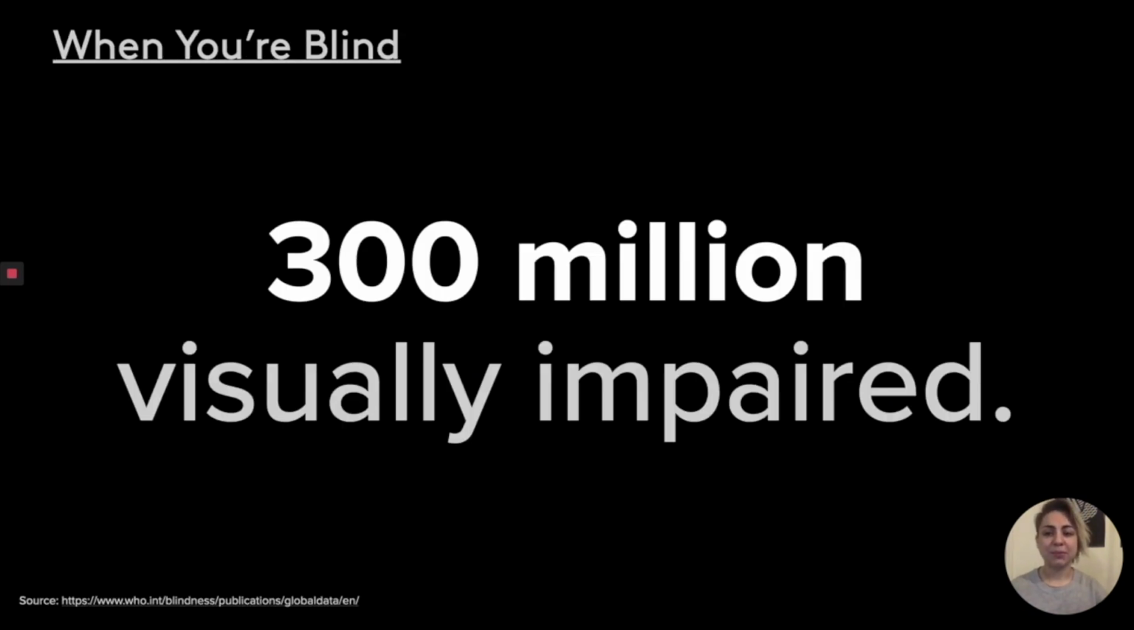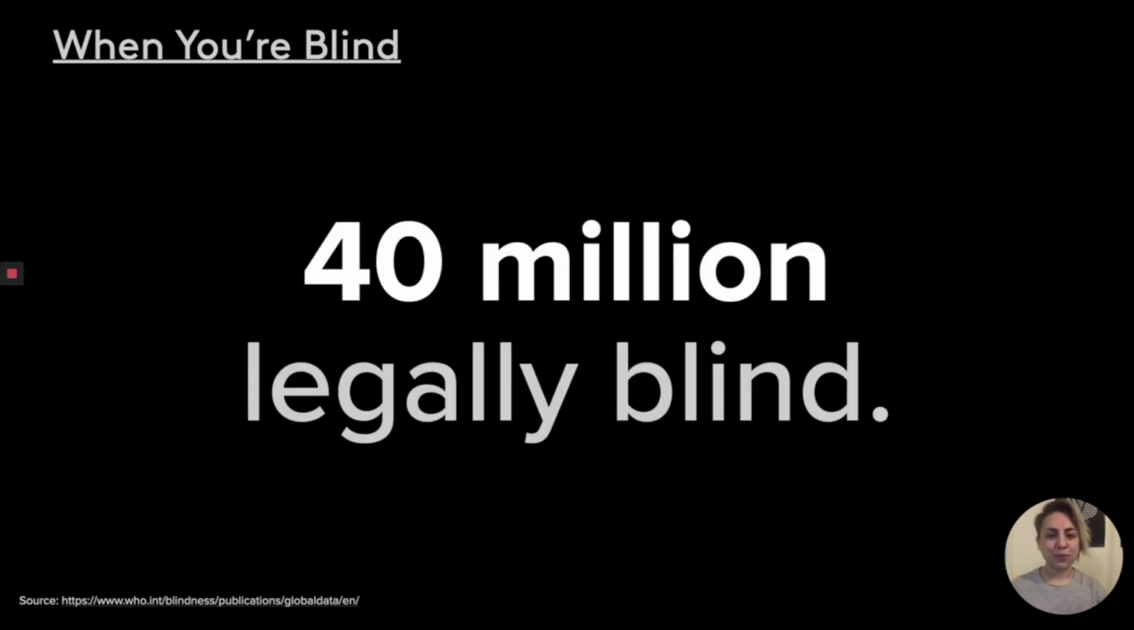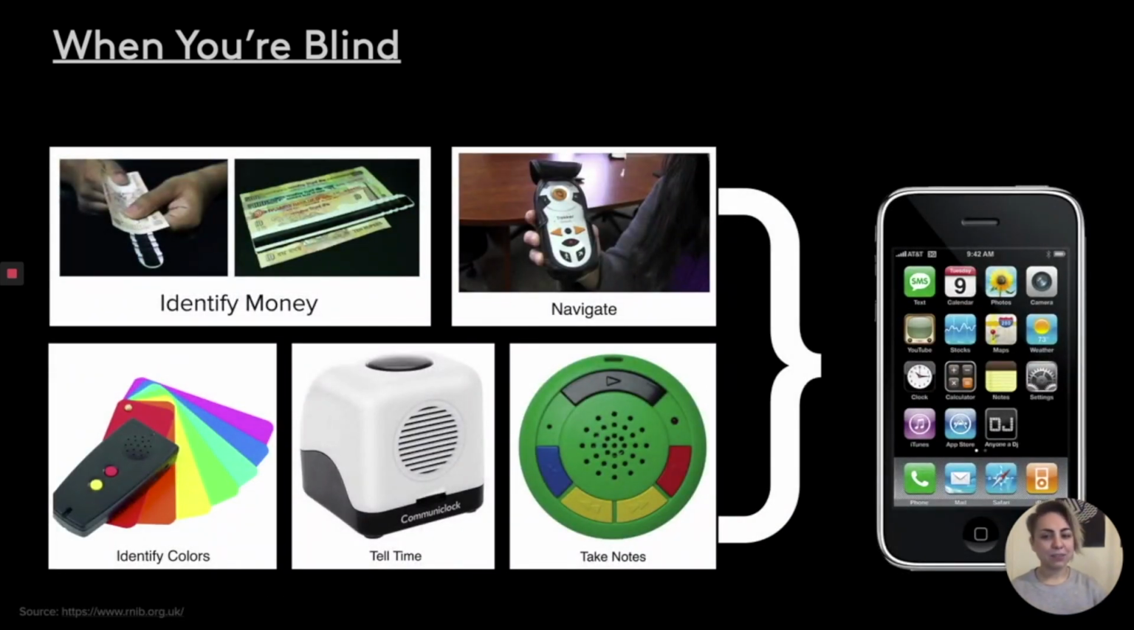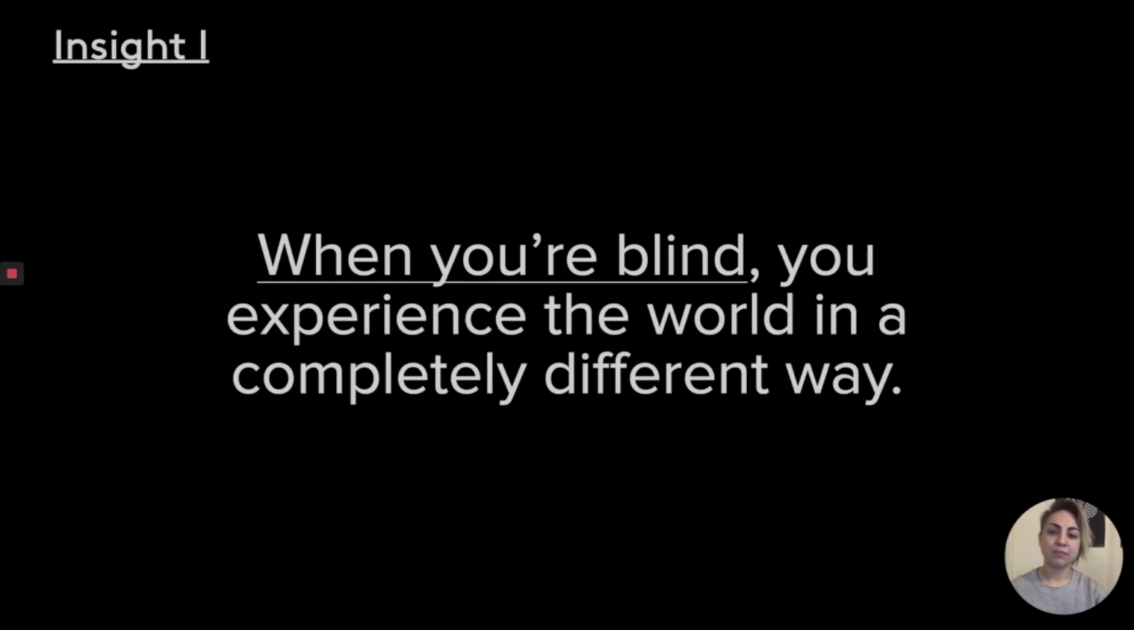There are around 300 million people in the world who are visually impaired, and about 40 million who are legally blind. And while an iPhone might look inaccessible for a blind person at first, it was actually a pretty revolutionary device that allowed blind people to ditch a whole lot of accessibility gadgets and folded them all into one device, like telling time and navigating, understanding colors, taking notes. It was a real game changer that enabled blind people to have more autonomy over their lives.